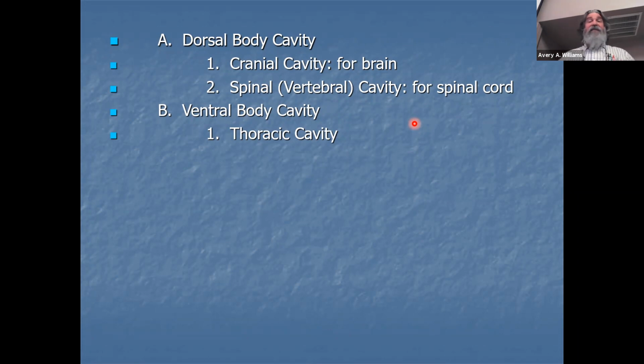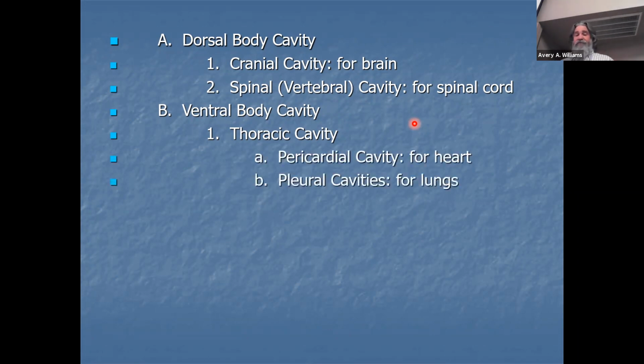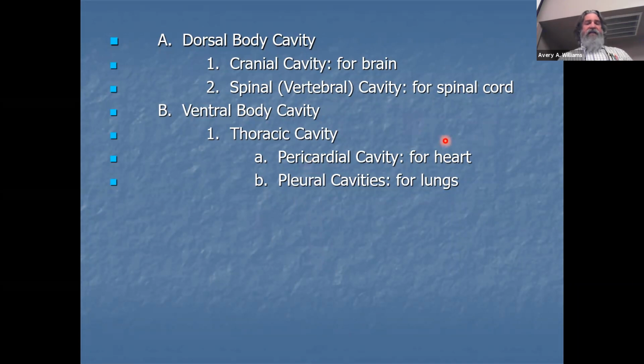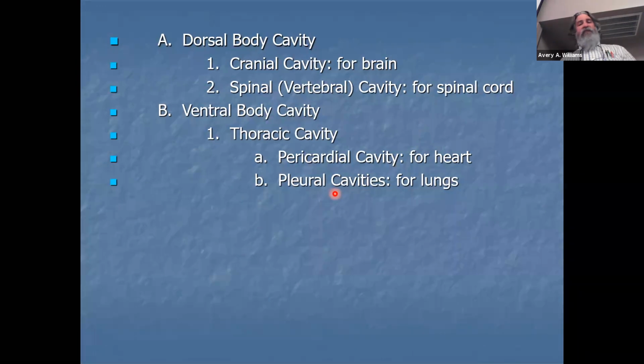So the diaphragm physically delineates the thoracic body cavity, the inferior portion of it anyway. The thoracic body cavity, in turn, is divided into three subcavities. There's a single unpaired pericardial cavity to accommodate the heart, and then there are two pleural cavities, one for each lung. So you have a left pleural cavity for the left lung and a right pleural cavity for the right lung.